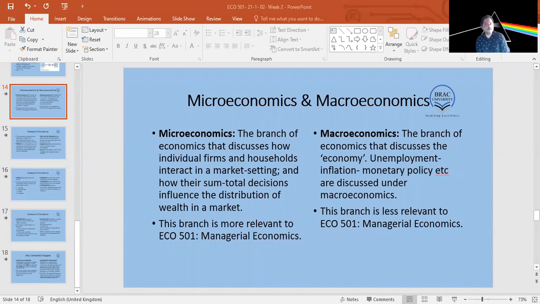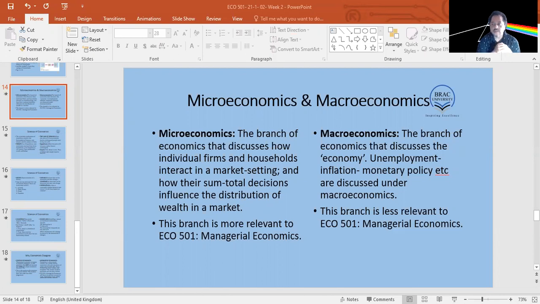Economics in general is divided into two parts, microeconomics and macroeconomics. Microeconomics is basically the analysis of economics that discusses individual households and firms, how they make decisions within a market setting. What's a market setting? A market setting is where two parties come to meet for a transaction. The sum total of all these decisions are the market demand function and the market supply function. Microeconomics is 99% or even 100% of what managerial economics, this particular course, is going to look at.